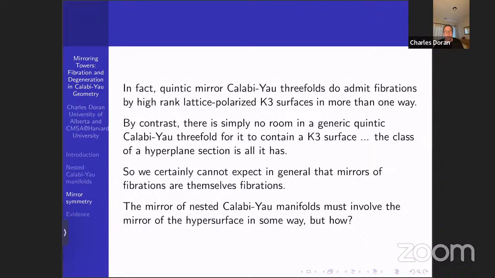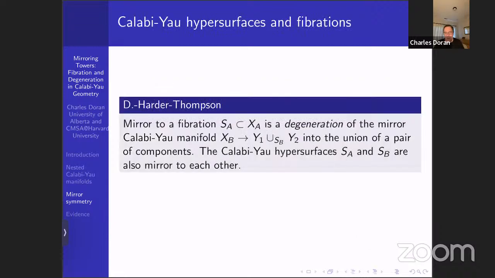Where does the K3 surface on the quintic mirror go when you pass to the mirror? Where's that data encoded?